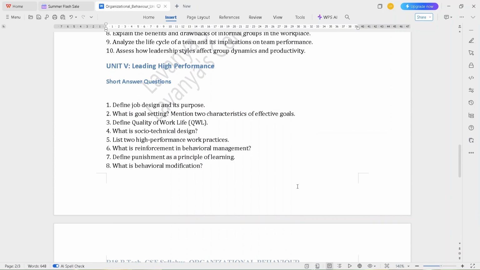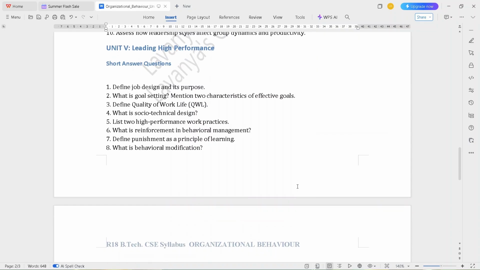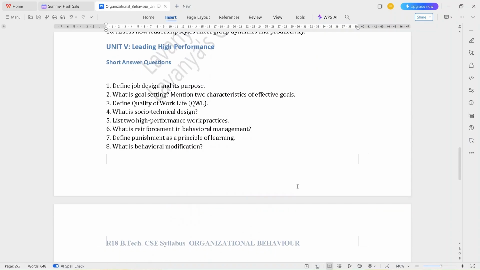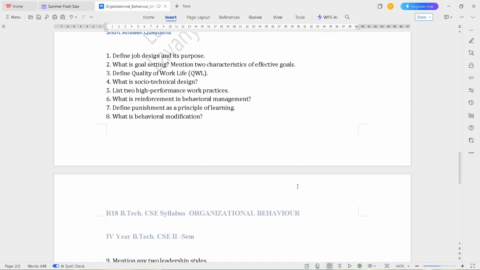Then unit 5, short answer questions. Define job design and its purpose. What is goal setting? Mention 2 characteristics of effective goals. Define quality of work life, QWL. What is socio-technical design? List 2 high performance work practices.